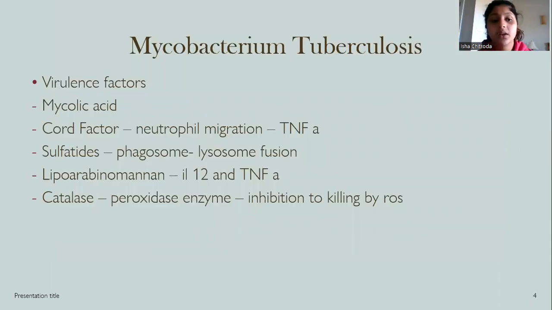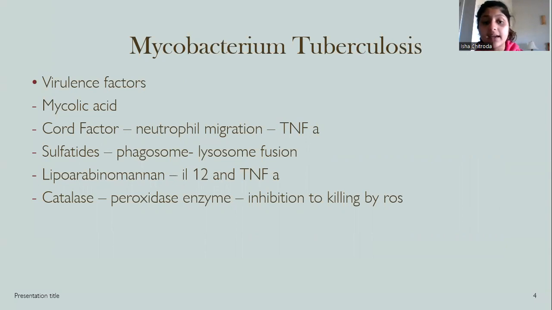So these are the virulence factors, and I think that we all agree that the bacteria that causes tuberculosis is Mycobacterium tuberculosis. The virulence factors here are mycolic acid, which is the reason for acid fastness and gives resistance to Gram staining. Then you have the cord factor, which is a surface glycolipid that produces serpentine-like growth, inhibits neutrophil migration, and produces tumor necrosis factor alpha.